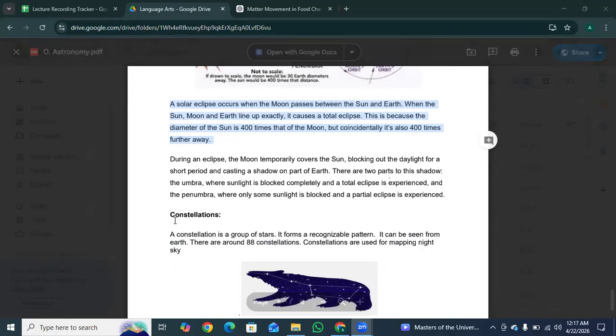Constellations. A constellation is a group of stars. It forms patterns to recognize. It can be seen from Earth. There are around 88 constellations. Constellations are used for mapping the night sky.